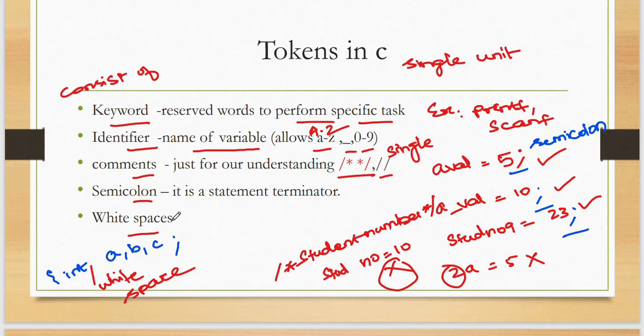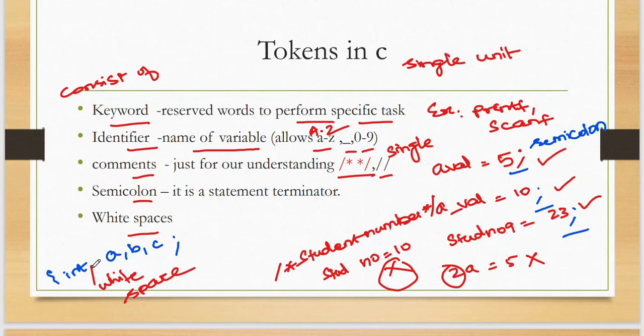Semicolon is a statement terminator. Wherever the compiler sees the semicolon, it treats it as a statement terminator, so this statement is completed here. For example, when you are writing a paragraph, you put a full stop. That is a statement terminator. This is cat, full stop. This is dog. In the same way, in this C program, we write the semicolon as a statement terminator. And the next one is white spaces.